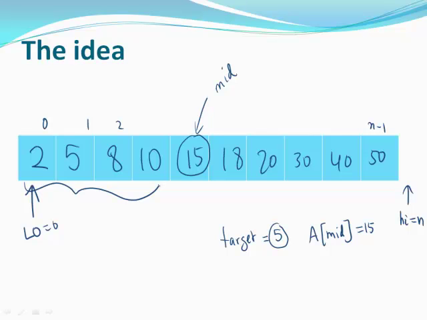So I can continue to apply the same idea to just that part of the array, focusing on the array segment 2, 5, 8, 10 by changing the low and the high. Now the high would become mid, and I will compute the mid again and compare the target to A of mid, and continue to do this until I find or do not find the element in the array.